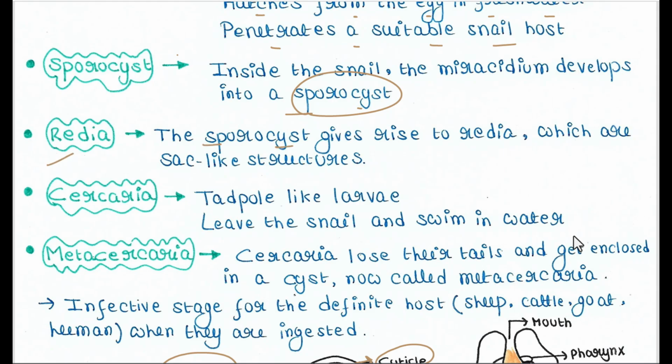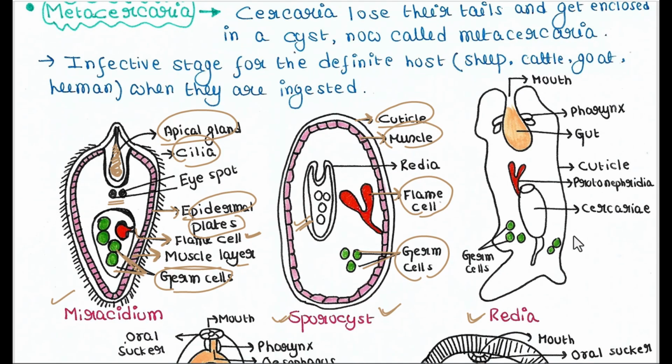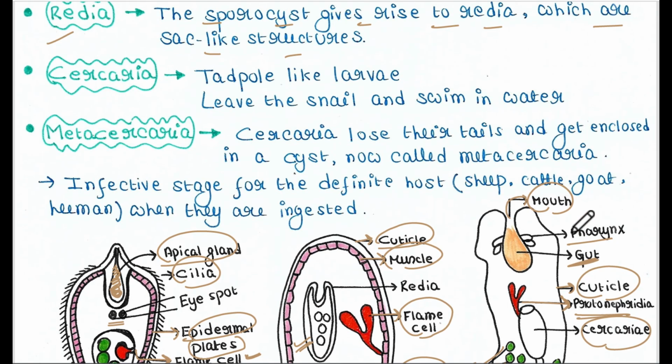So next stage is radia. The sporocyst gives rise to radia, which are sac-like structures. You can see that radia is developed inside the body of sporocyst, and this is the radia that has the sac-like structure. This is its mouth, and here is the cuticle, the outermost surface, and here is the pharynx, and here is the gut. This is the digestive system, and then it has protonephridia for excretion, and the Cercaria larvae are developed inside the body of radia, and here are some germ cells. Okay, so next stage is Cercaria.